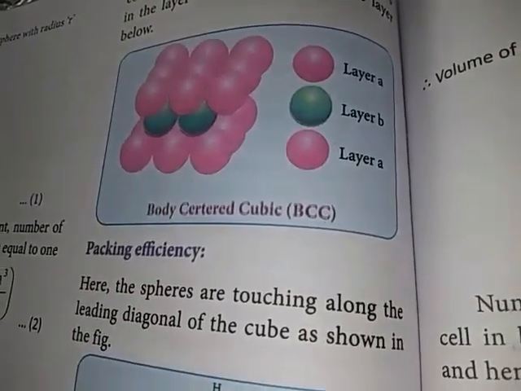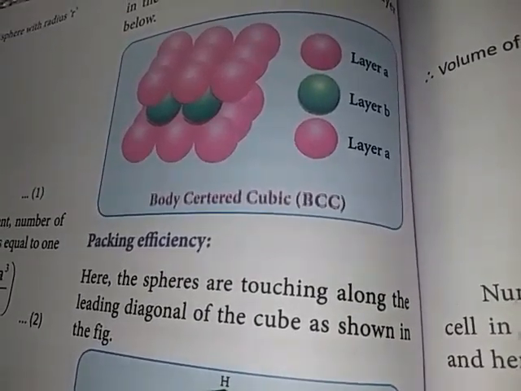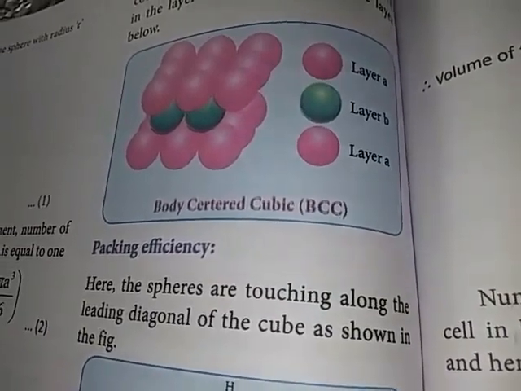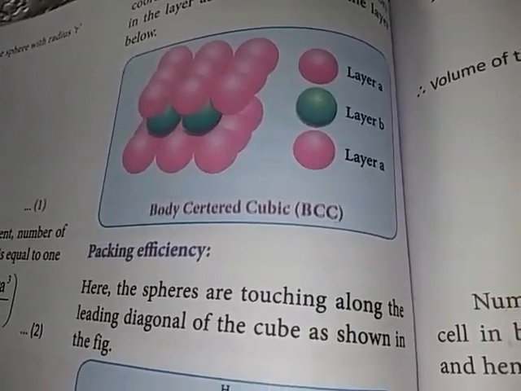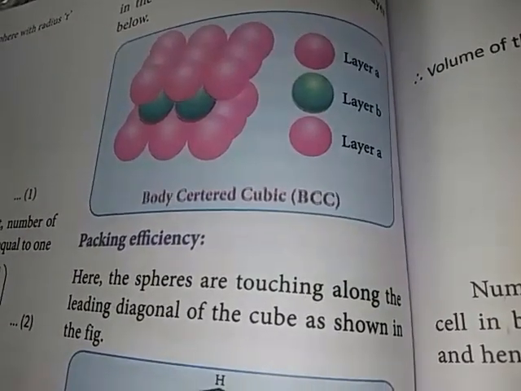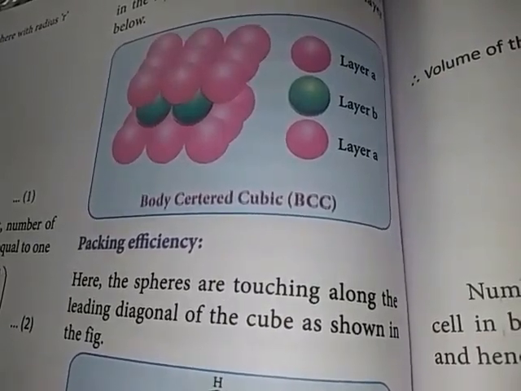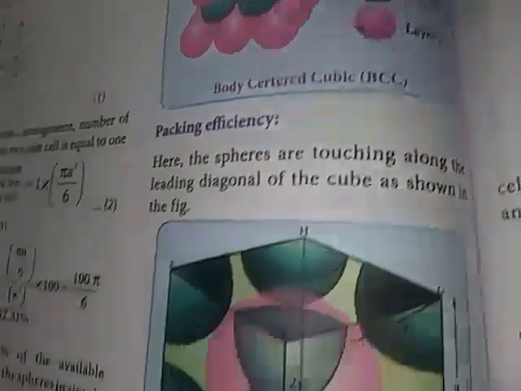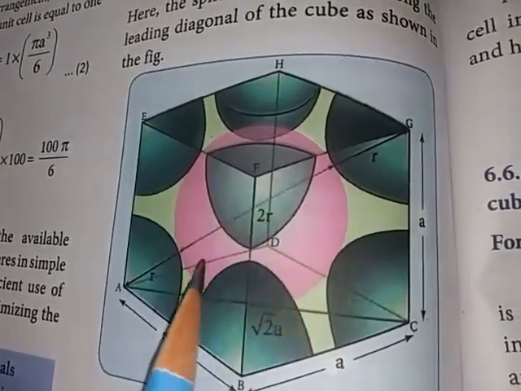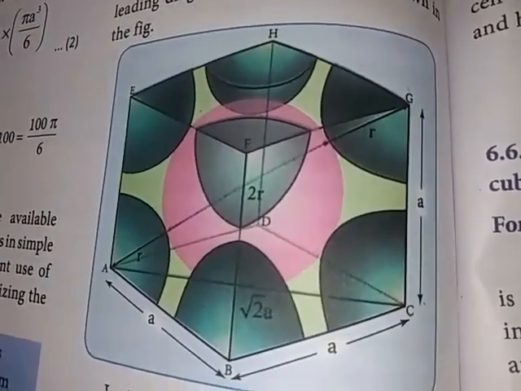Now let us draw the diagonal. You know very well that in simple cubic arrangement, the atoms at the corners are touched by the atoms present at other corners. But here in this body centered cubic arrangement, the atoms present at the corners will not touch each other, but all the 8 atoms present at the corners will be touched by the atom present at the body center. Now let us see how to draw the diagram.